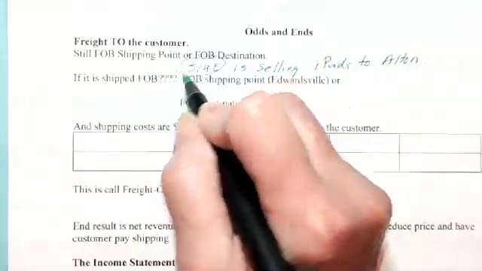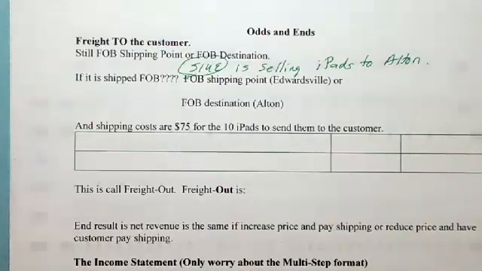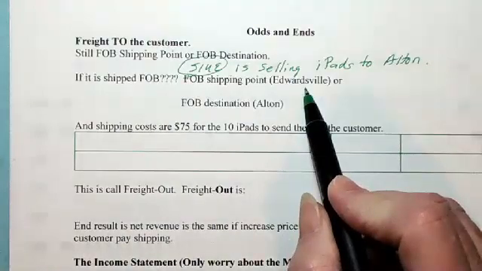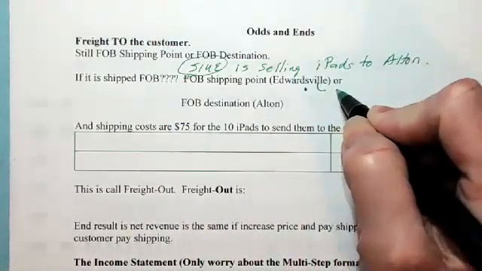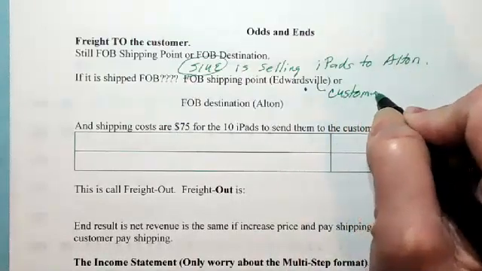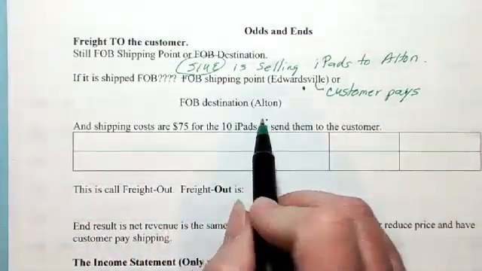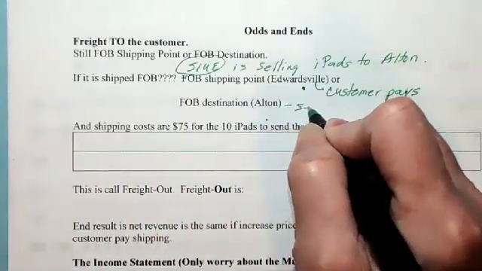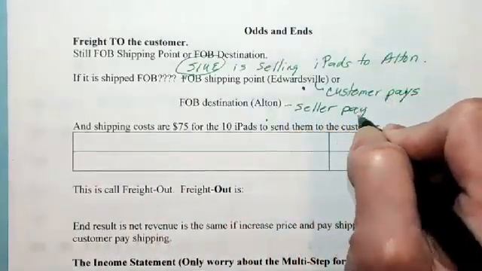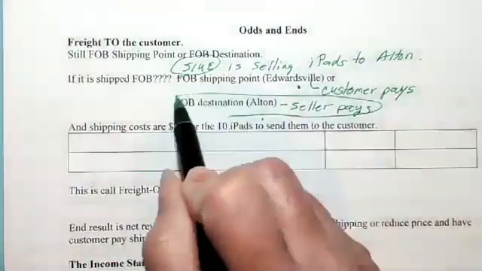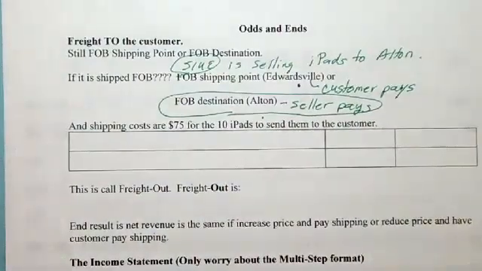And I'm SIUE. If it's FOB shipping point, that would mean FOB Edwardsville, which means it would be free until it left Edwardsville, so the customer will pay the shipping. And FOB destination would be saying that it's free until it gets to Alton, which means SIUE, the seller, will pay. If Alton's paying, I don't care as SIUE. Only if it's FOB destination does it make a difference to me.